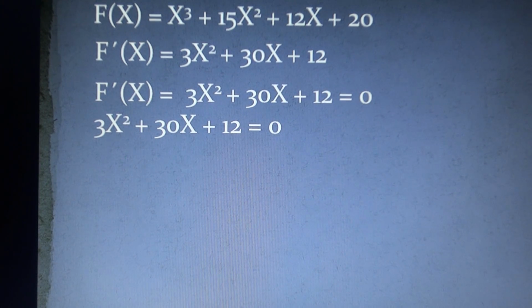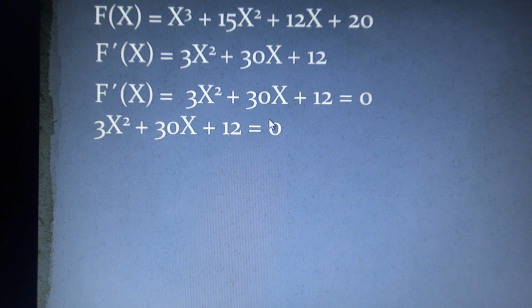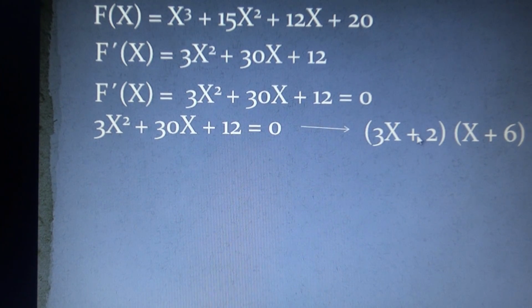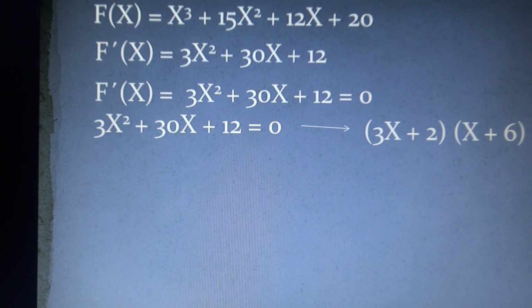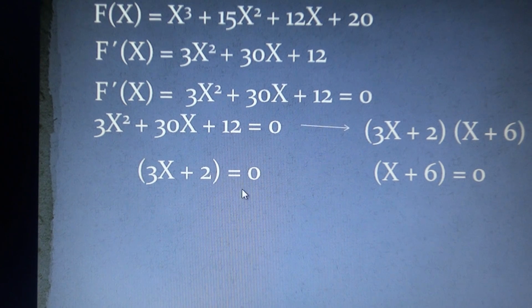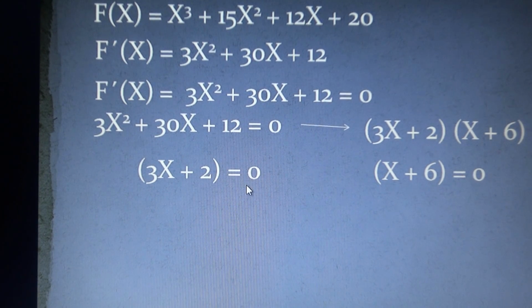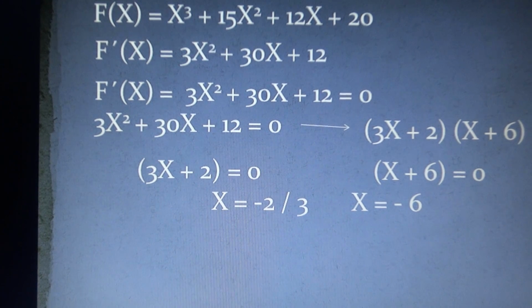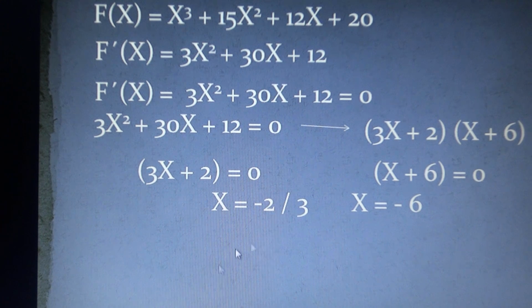Here we have it equal to 0. We factor it out. That's equal to 3x plus 2 times x plus 6. We solve for 0 by separating them, so we know which one is 0. That will be equal to -2/3 and -6. This is the value of x when the derivative of f of x is equal to 0. These values are the critical points. When you're trying to find the maximums and the minimums, you're trying to find the critical points.